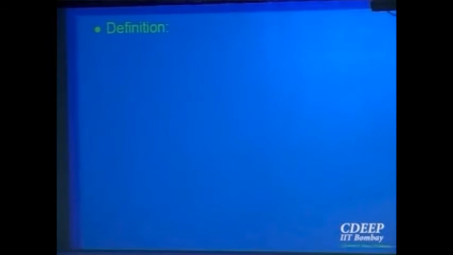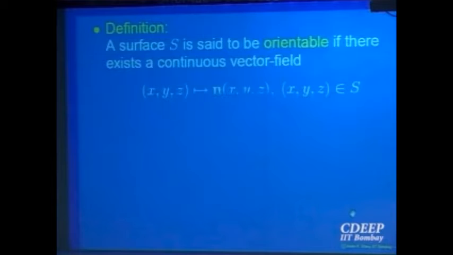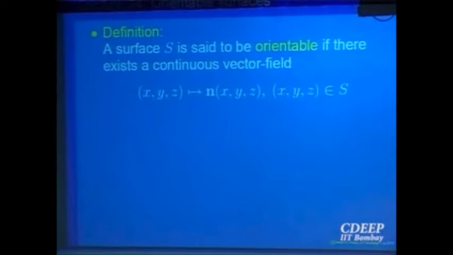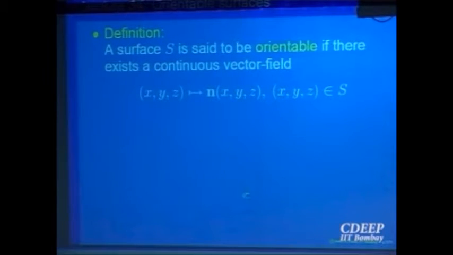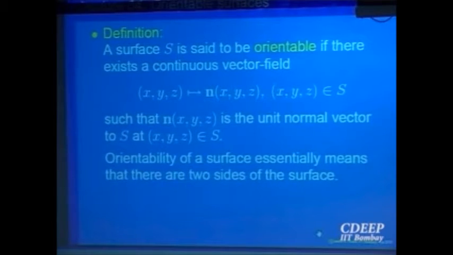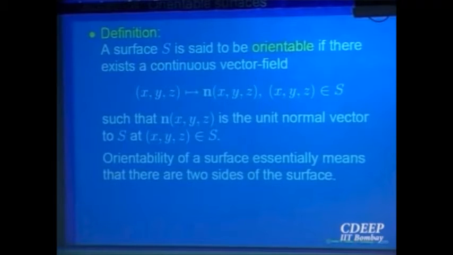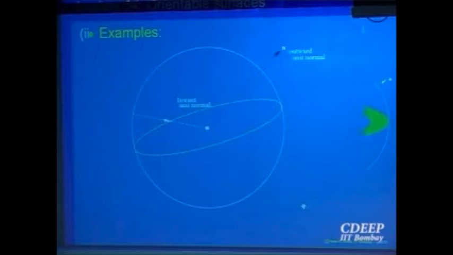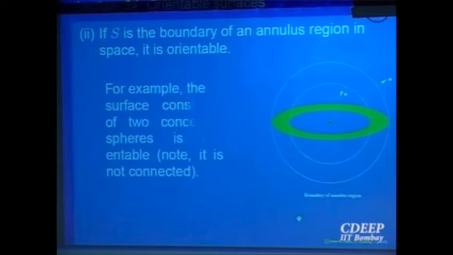Okay, so let us begin the lecture by recalling that we had started looking at what is called an orientable surface. An orientable surface is a surface on which we can define a continuous unit normal throughout the domain of the surface. So at every point on the surface there is a unit normal which varies continuously. Essentially it says there are two sides of the surface, one inside, one outside. Geometrically it says that. So we looked at some examples: sphere, ellipsoid, annulus region between two spheres.